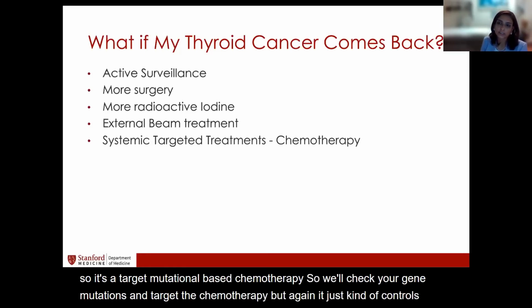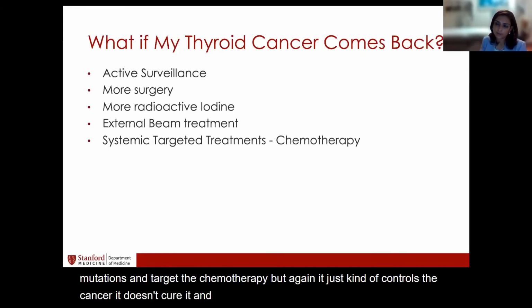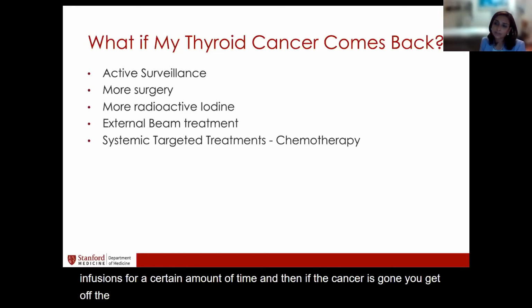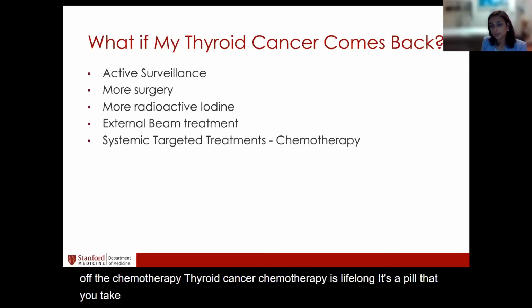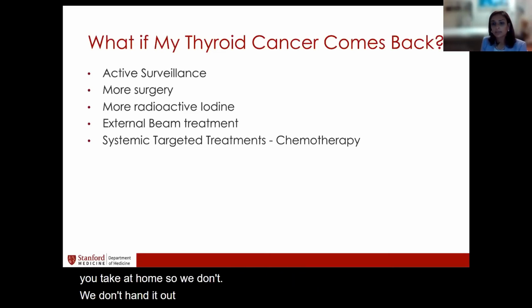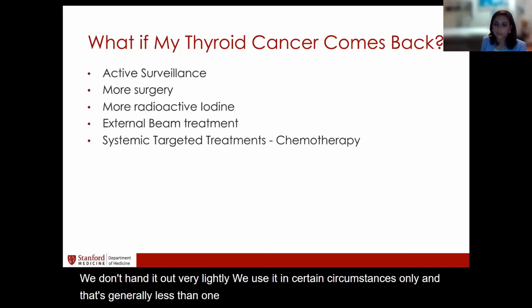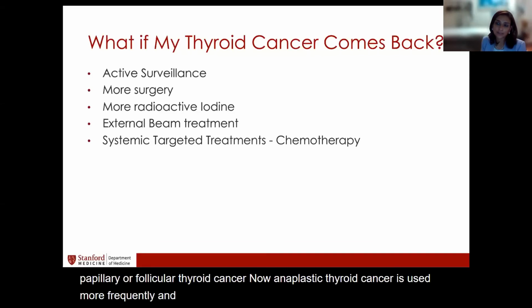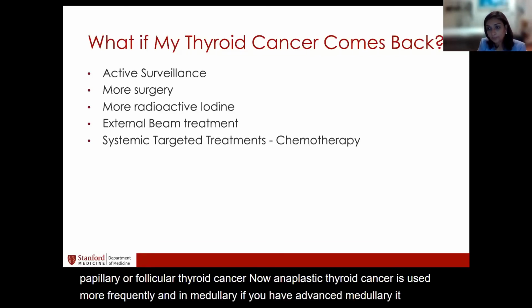It doesn't cure it like traditional chemotherapy, where you come in for infusions for a certain amount of time, and then if the cancer's gone, you get off the chemotherapy. Thyroid cancer chemotherapy is actually lifelong. It's a pill that you take at home, so we don't hand it out very lightly. We use it in certain circumstances only, and that's generally less than 1% of patients with differentiated thyroid cancer, papillary or follicular thyroid cancer. Now, it's used more frequently in anaplastic thyroid cancer, and in advanced medullary thyroid cancer, a little bit more frequently.